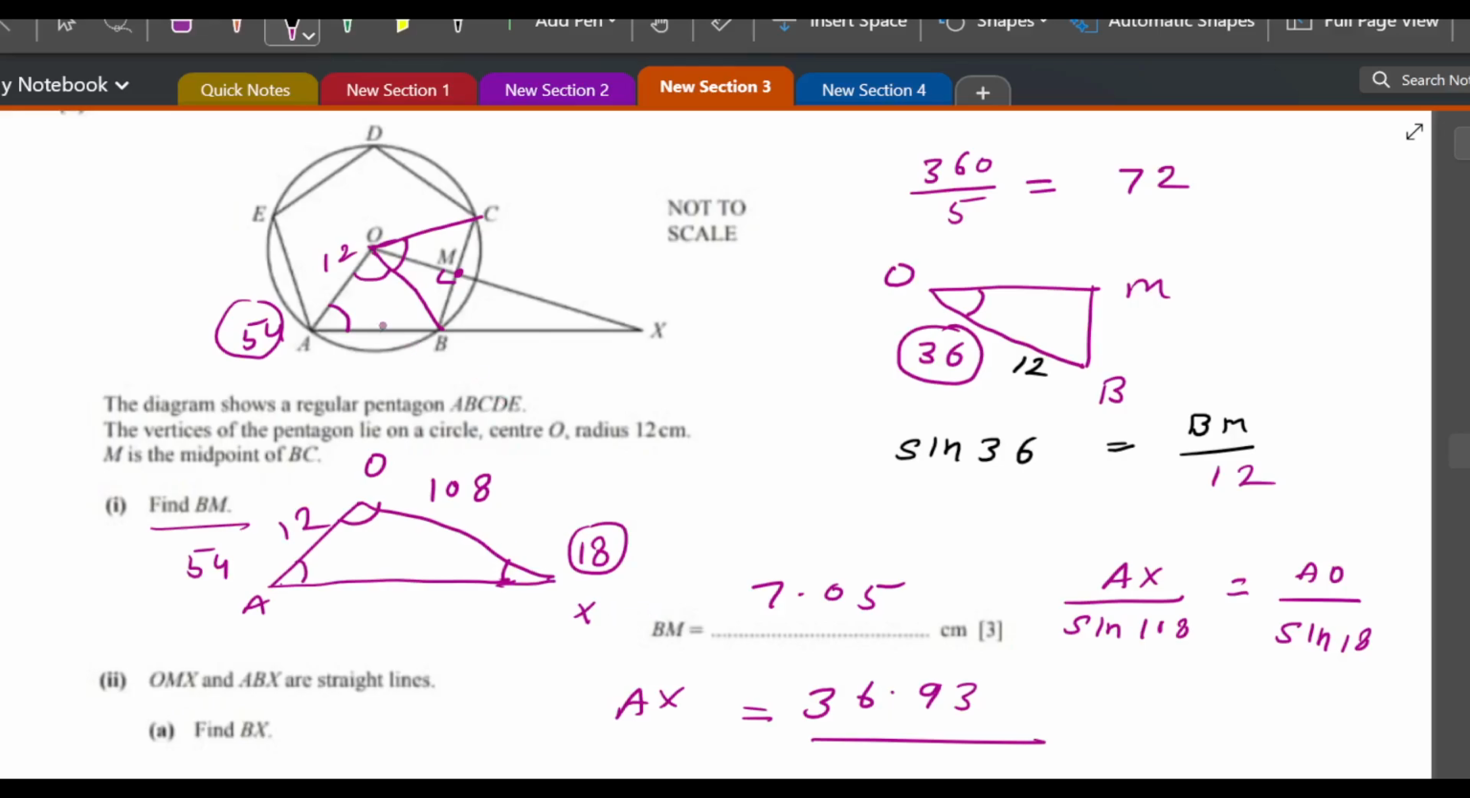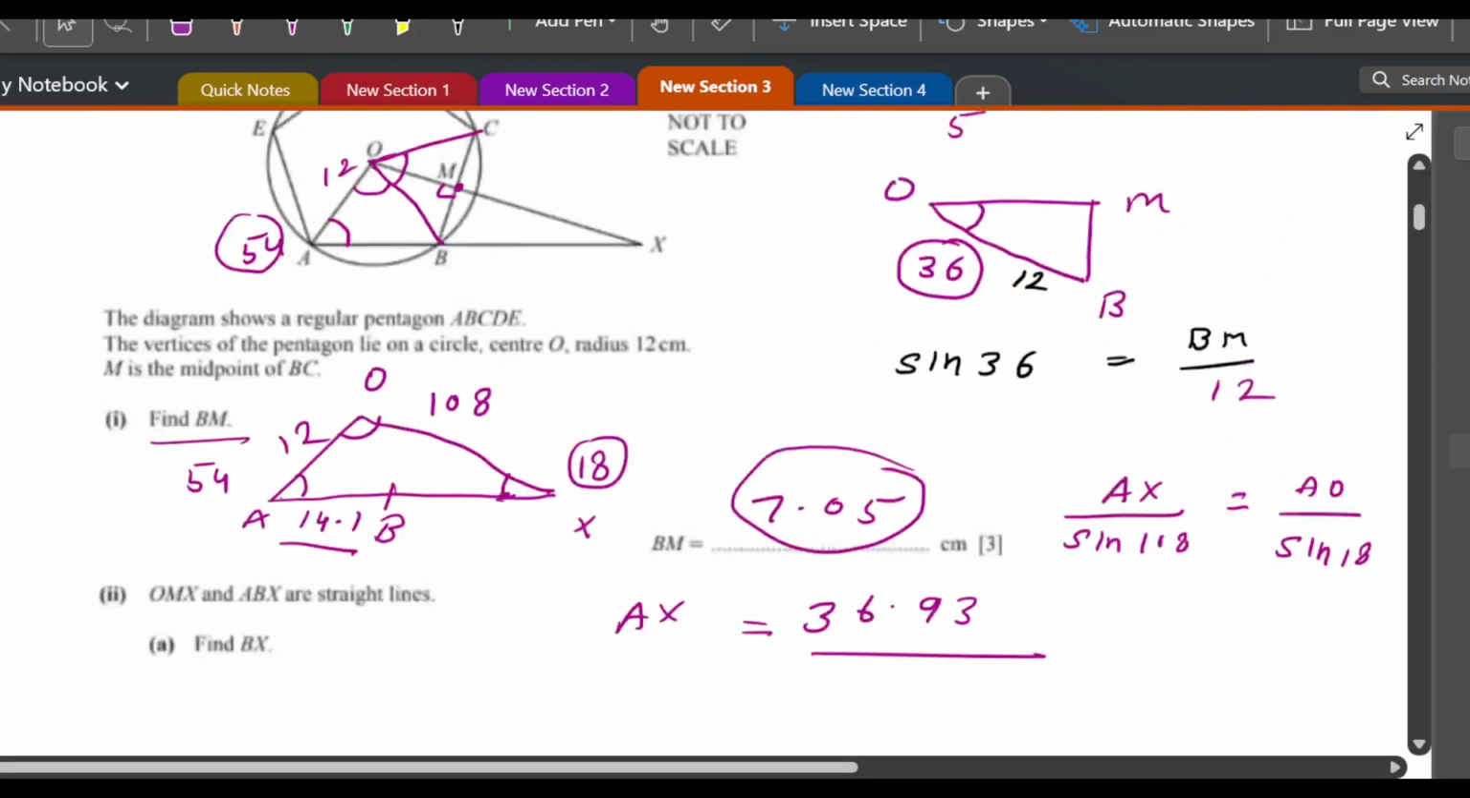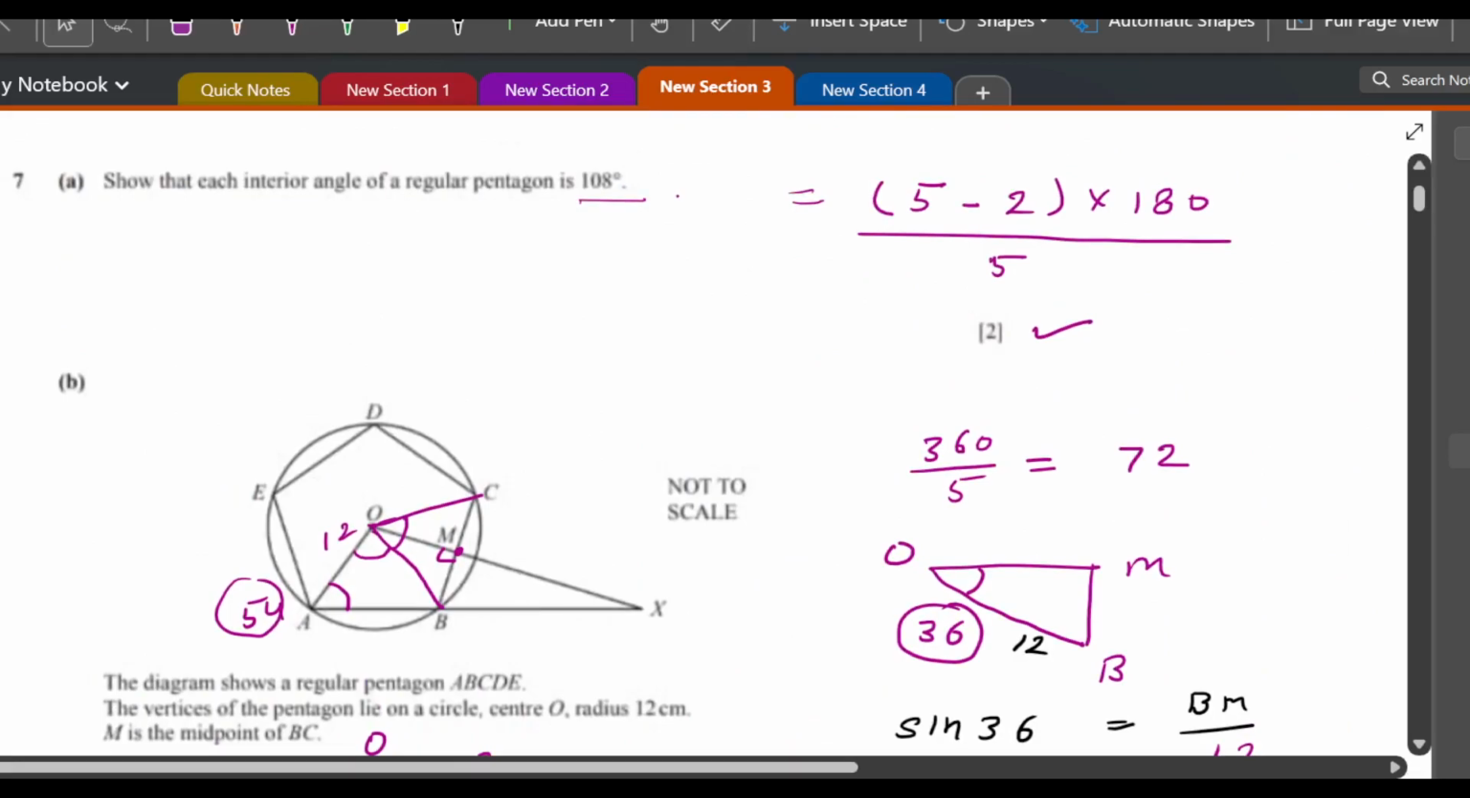Now I got AX. Do you know what is the length AB? Is AB and BC same? Same. Now BM already we got 7.05. So BC will be 14.1. So AB is going to be 14.1. I got AX, which is 36.93. So 36.93 minus 14.1, 22.83. So this much only in this problem. Okay, fine.